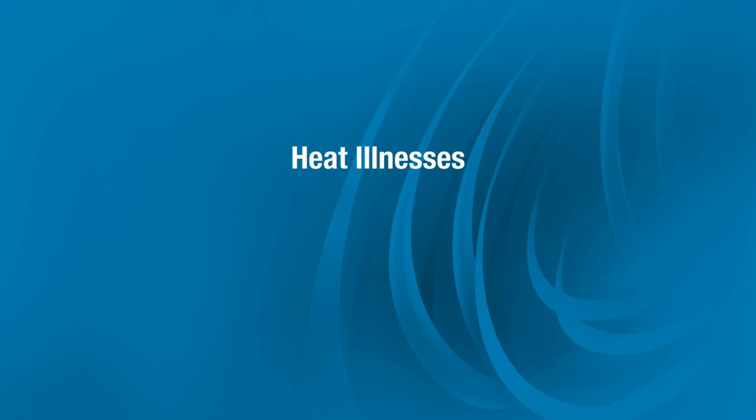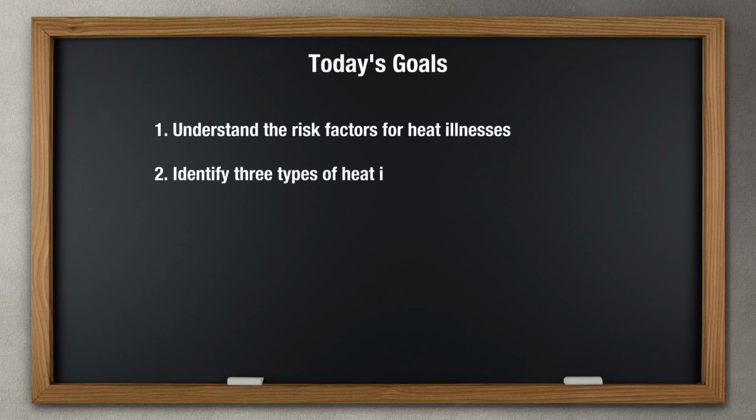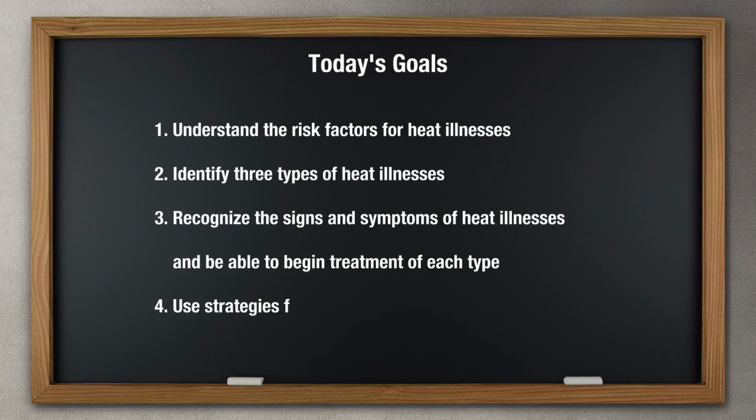In this module, we'll review heat illnesses. Objectives: at the end of this module, you should be able to: 1. Understand the risk factors for heat illnesses. 2. Identify 3 types of heat illnesses. 3. Recognize the signs and symptoms of heat illnesses and be able to begin treatment of each type. 4. Use strategies for preventing heat illness.